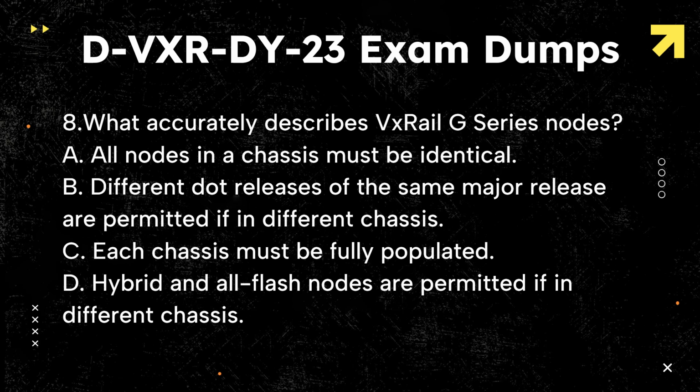8. What accurately describes VxRail G-series nodes? A. All nodes in a chassis must be identical. B. Different dot releases of the same major release are permitted if in different chassis. C. Each chassis must be fully populated. D. Hybrid and all flash nodes are permitted if in different chassis.